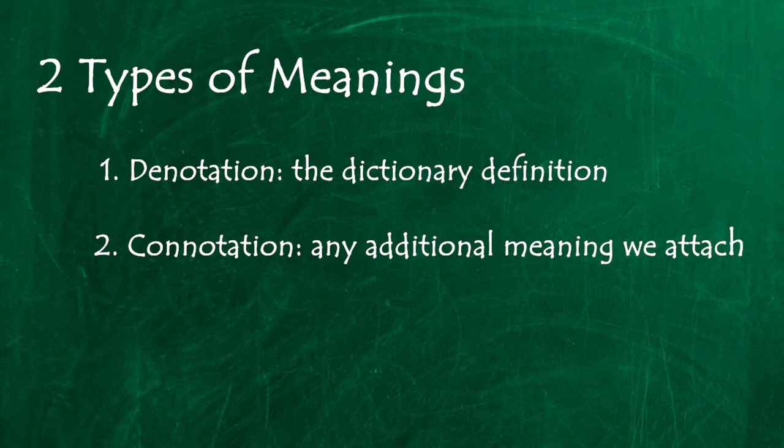Connotation, on the other hand, is any additional meaning that we attach to a word or sentence. And that encompasses a lot. That could encompass the history of the word, the emotional reaction to a word, or the picture that the word actually paints in our head.